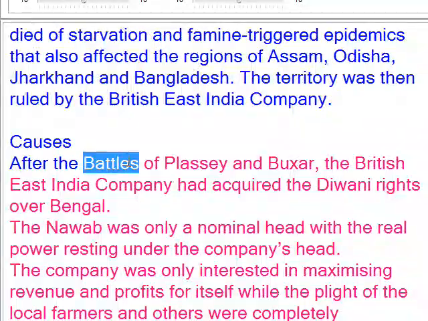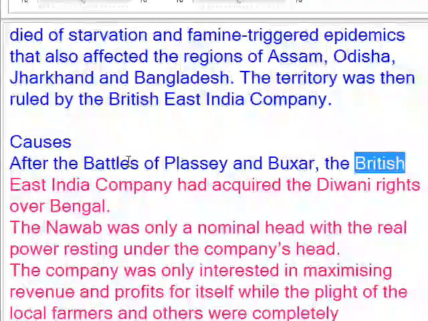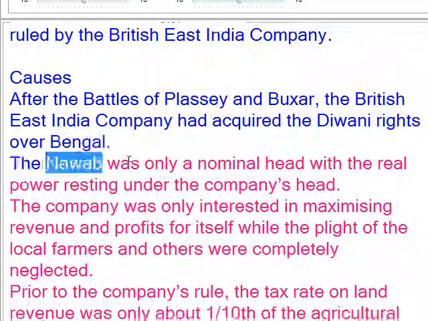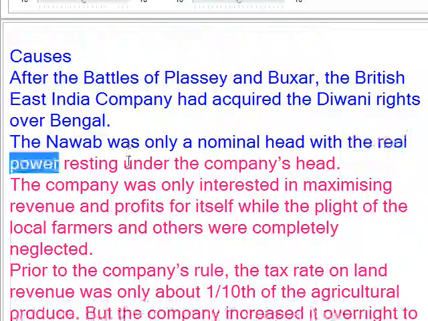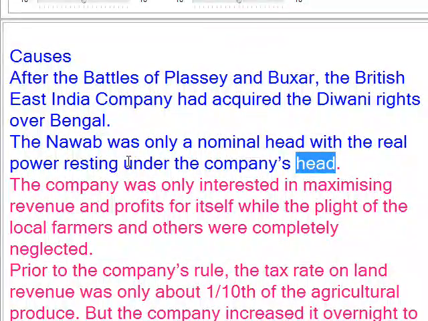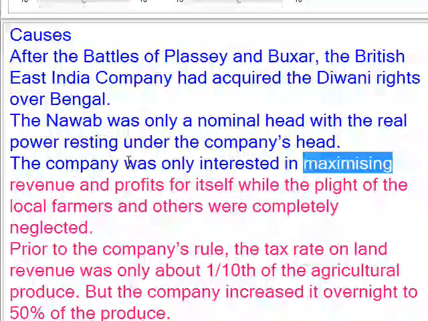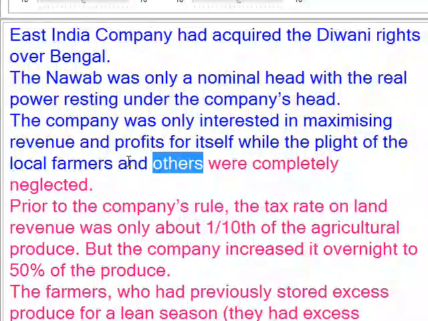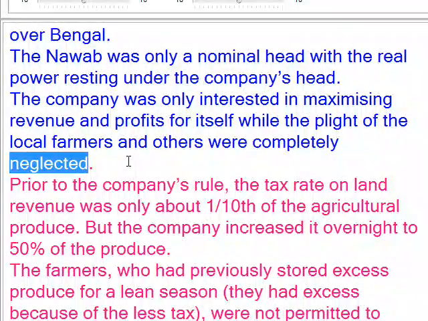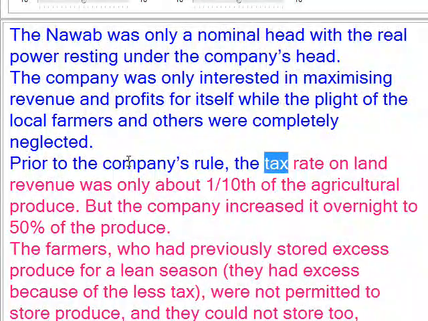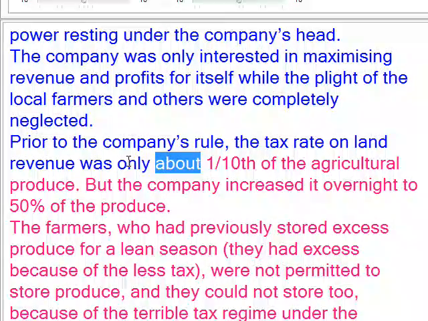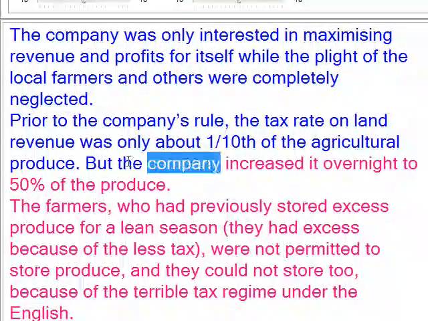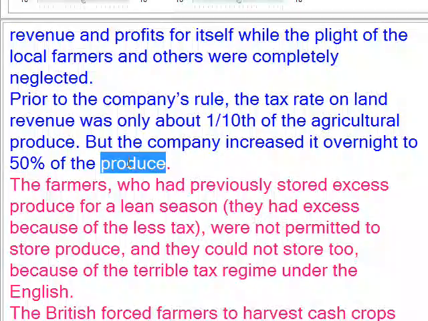Causes: after the battles of Plassey and Buxar, the British East India Company had acquired the Diwani rights over Bengal. The Nawab was only a nominal head, with the real power resting under the company's head. The company was only interested in maximizing revenue and profits for itself, while the plight of the local farmers and others was completely neglected. Prior to the company's rule, the tax rate on land revenue was only about 1/10th of the agricultural produce, but the company increased it overnight to 50% of the produce.